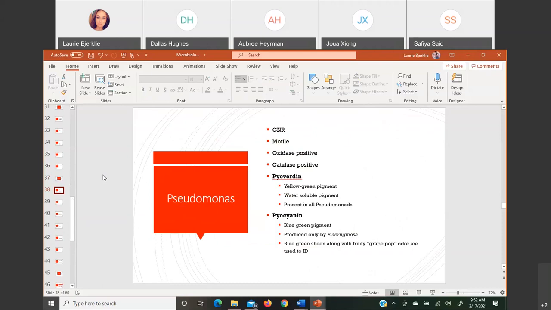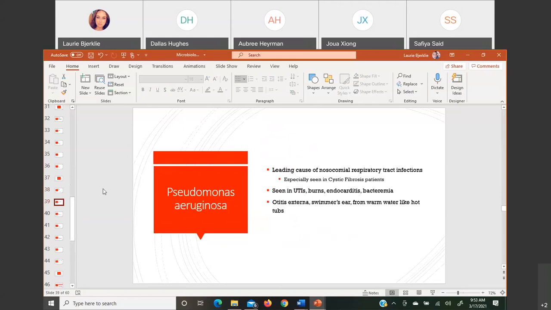Now, Pseudomonas has the ability to produce pigments. That's why Pseudomonas aeruginosa is so pretty. They can produce a pyoverdin pigment, which is a yellow-green pigment. All Pseudomonas species can do that. And then Pseudomonas aeruginosa can also make a pyocyanin pigment, which is blue-green. This is giving it that nice blue-green sheen look that it has. It's said to have a grape odor, or some people think it smells like tortilla chips, whatever you think. Again, don't be smelling stuff.